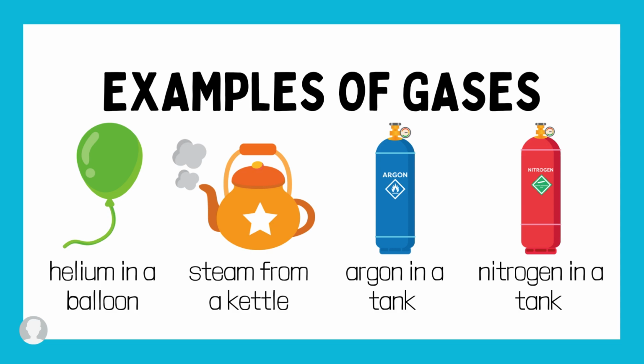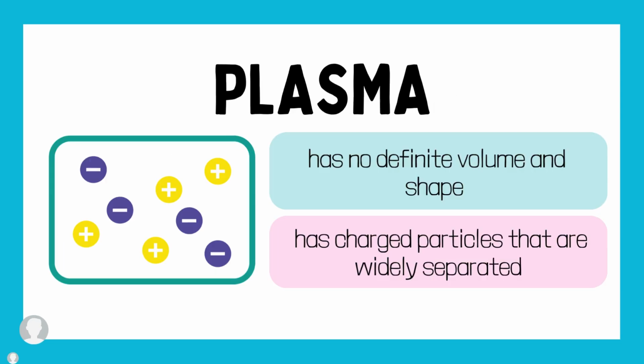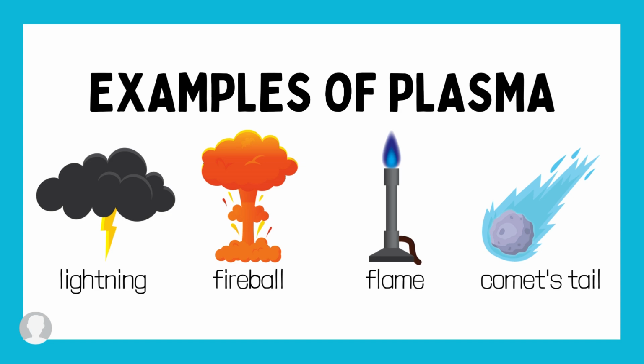the examples of gases. The fourth state of matter is plasma. Plasma has no definite volume and shape. It has charged particles that are widely separated. Thunder, fireball, flame, and a comet's tail are some of the examples of plasma.